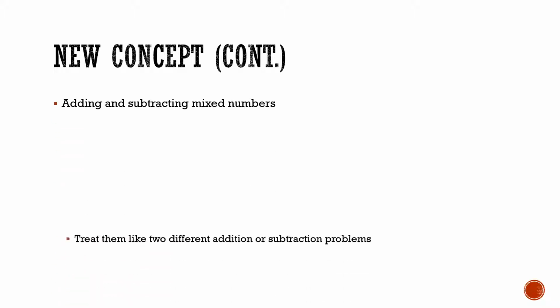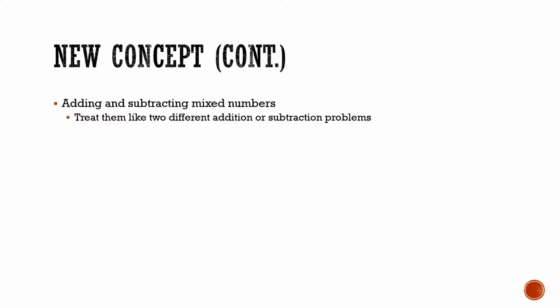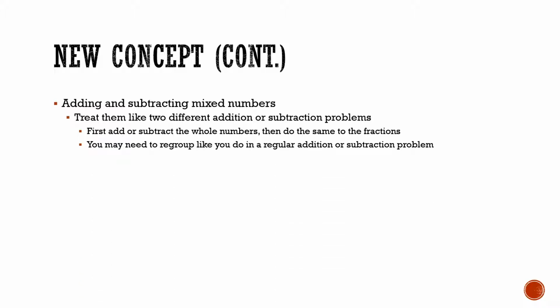Adding and subtracting mixed numbers, we're going to treat them kind of like two different addition and subtraction problems. First, we're going to add or subtract the whole numbers and then do the same to the fractions. And you might need to regroup like you do with a regular addition or subtraction problem. I'll show you an example of both. So let's do our first example. We'll do 7 1/3 minus 1 1/2.